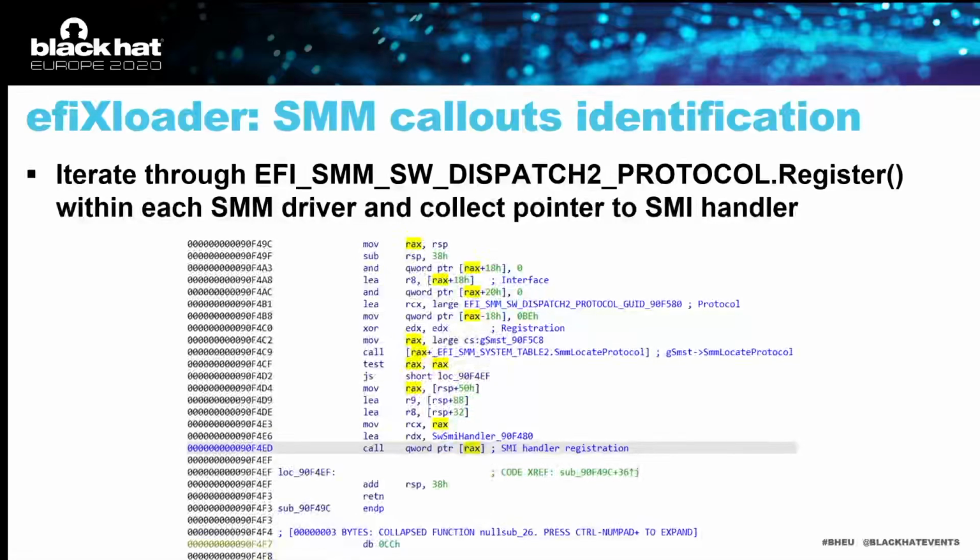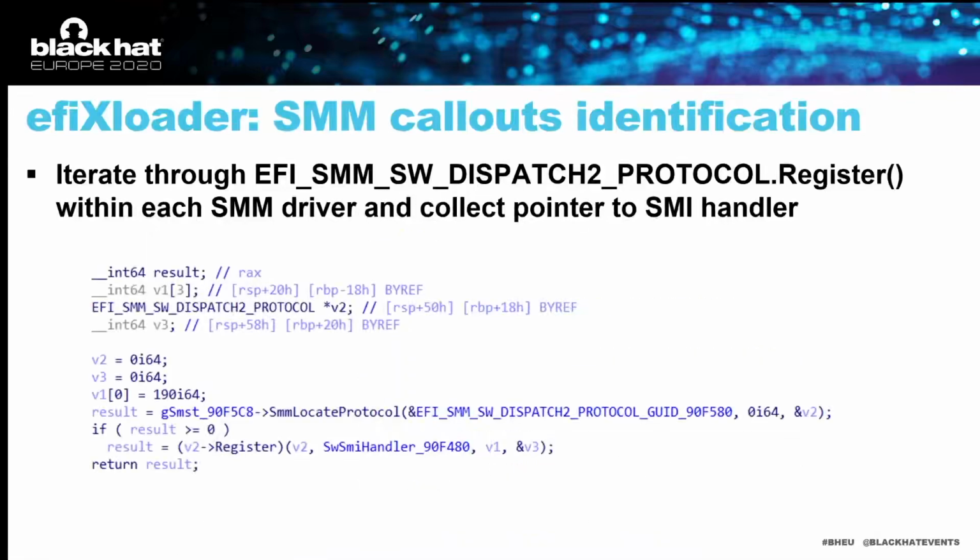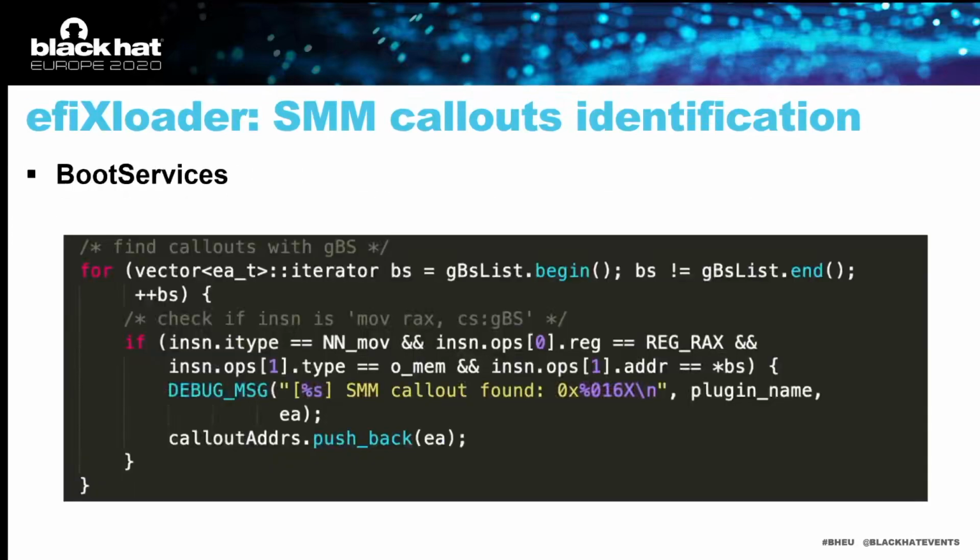We are able to analyze those constructs and extract the argument, and from there we understand that this is an SMI handler. This thing points to a function, which is a function of interest in a way. This is exactly the same code, but in decompiled form. Pretty straightforward: register, SMI handler. From there, we know that this function is an SMI handler.